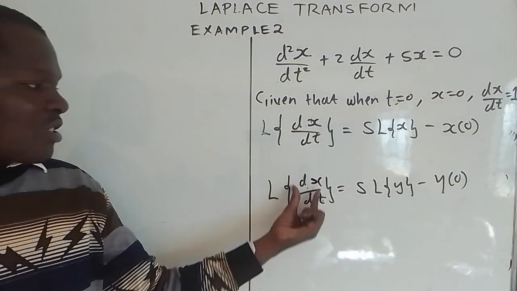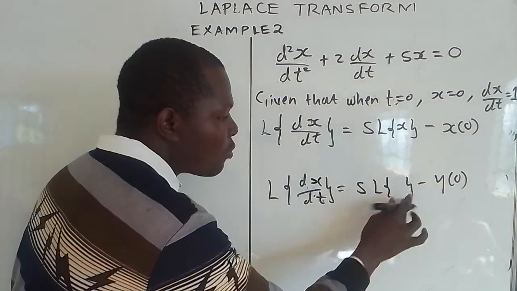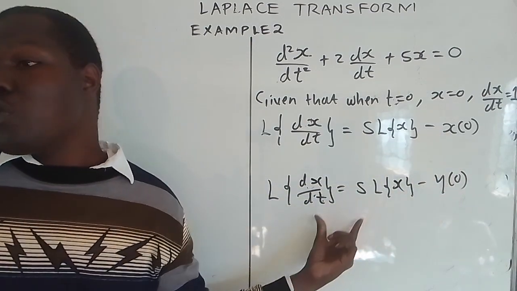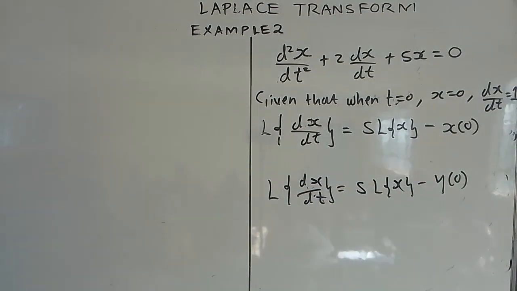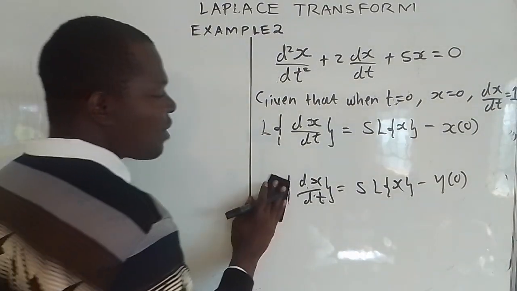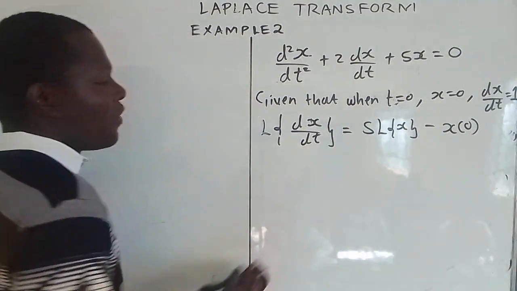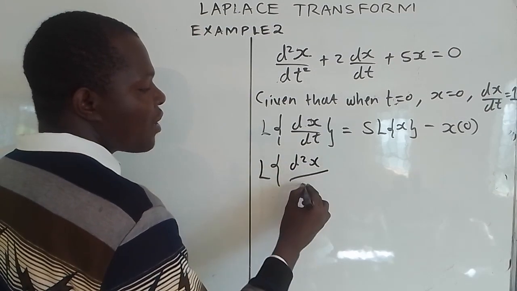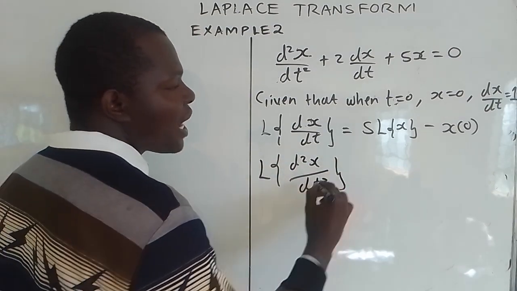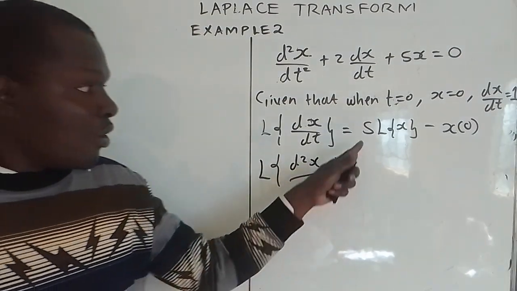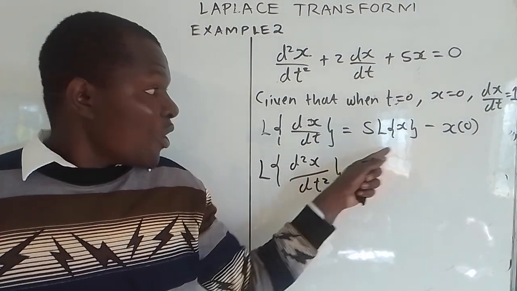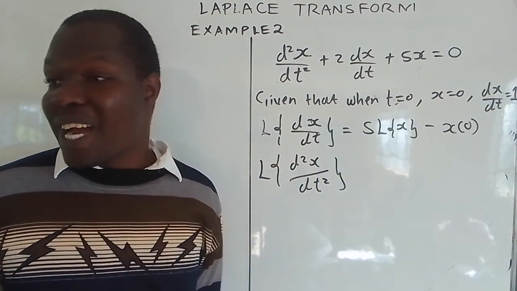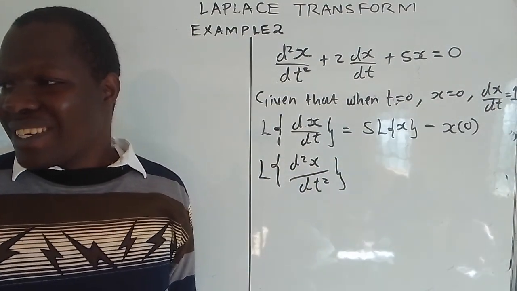So it means the Laplace transform of dx over dt, where there is y, you put x. And that is what we have, isn't it? You track it with what you know. Then after that, we found that the Laplace transform of d squared x over dt squared, you multiply this with s, then you subtract the first derivative. So that is what you are doing.